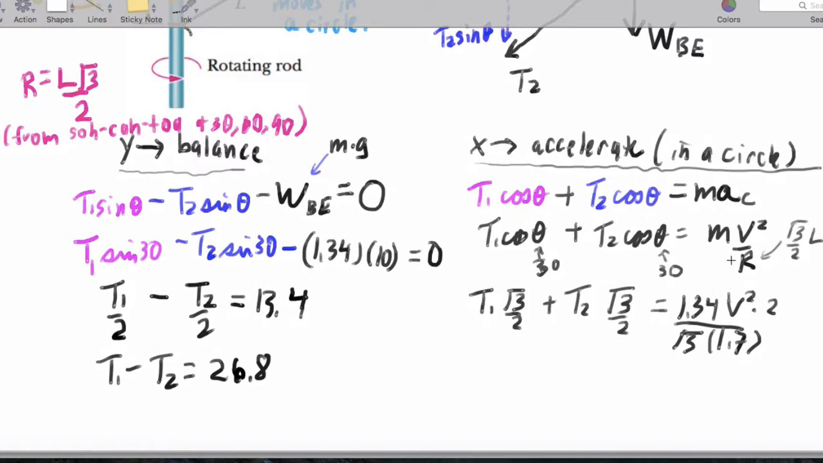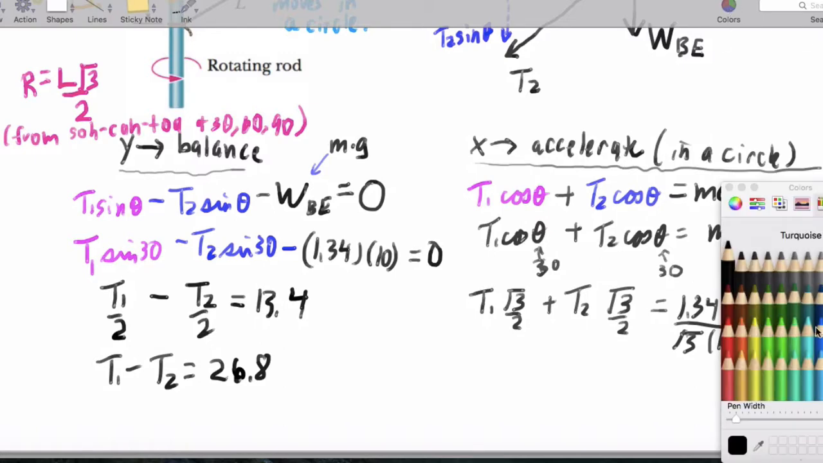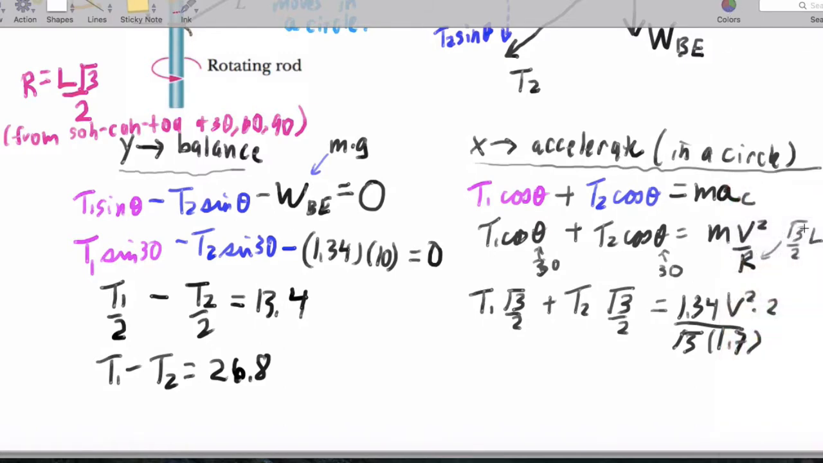So in fact, let me just be clear on this. This is radical 3 over 2 times L. And just so you know, this is the radical 3 times 1.7. And then the 2 goes on top because that's how fractions work. So there's a little bit to simplify here. Let me just go ahead and do that.